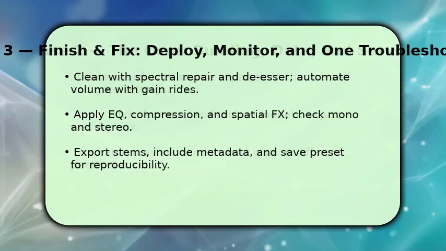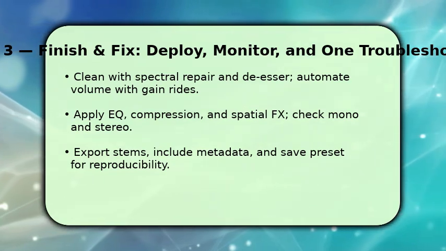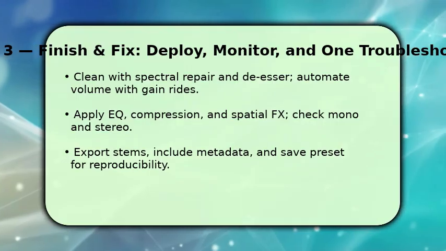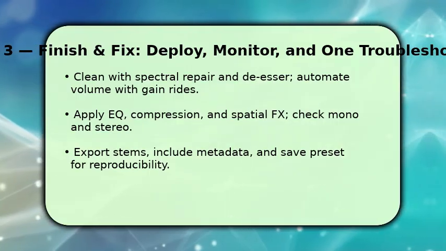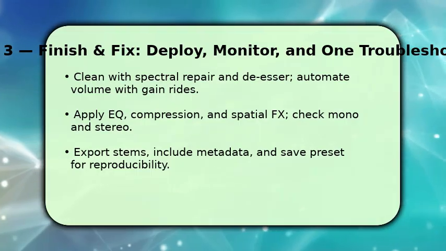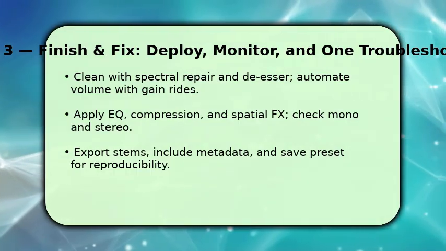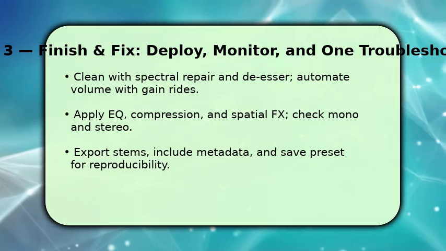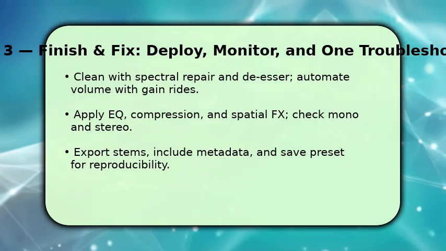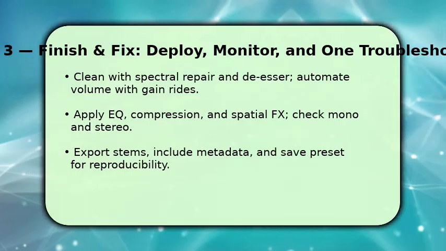direction. To finish, you clean artifacts with spectral repair and a gentle de-esser. Automate small gain rides to keep dynamics natural. Next, shape the result with corrective EQ and light compression, and add spatial effects sparingly so the altered vocal sits in the mix. Once satisfied, export isolated vocal stems and a mastered version. Embed metadata and save your preset so you can reproduce settings.